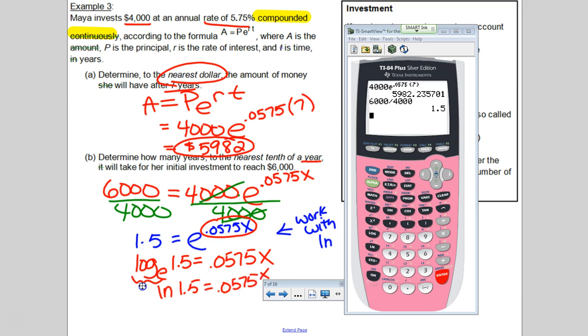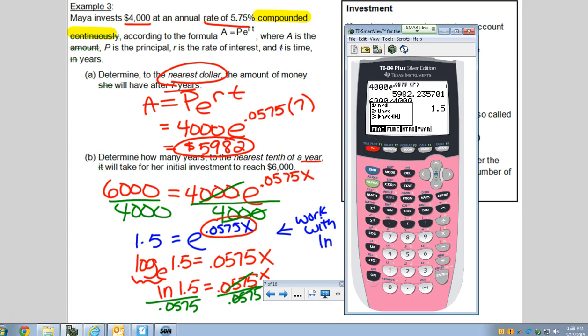And before I even put it in my calculator, I have to get rid of the 0.0575 number. These are being multiplied, so the opposite of multiply is divide. So now I just have to do the ln of 1.5 divided by that 0.0575 number. So I'll just do it all in one step. And I finally get my nearest tenth of a year, so 7.1 years.